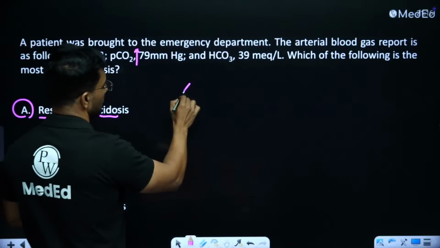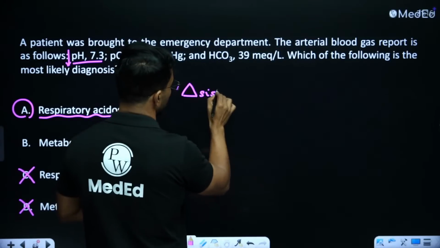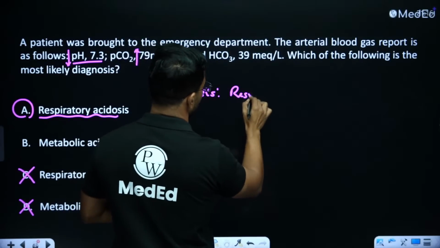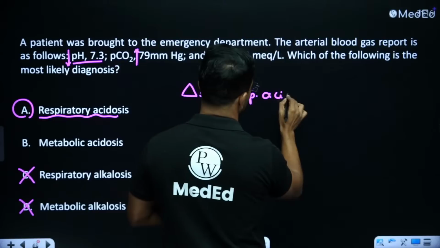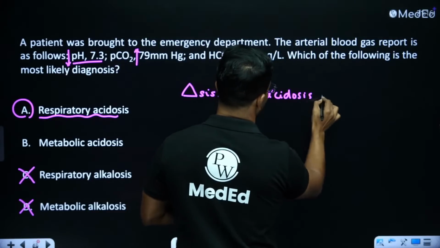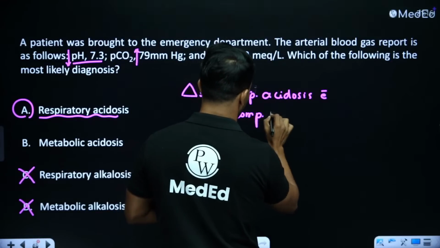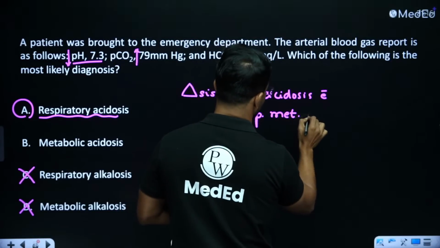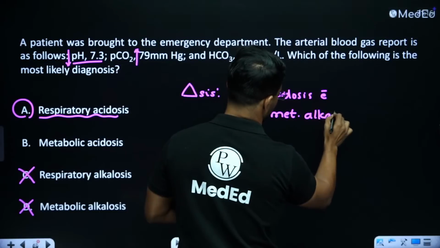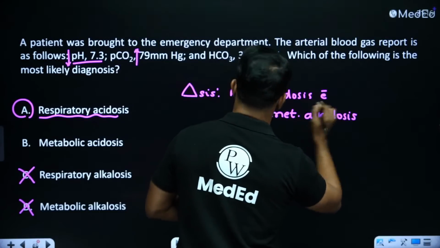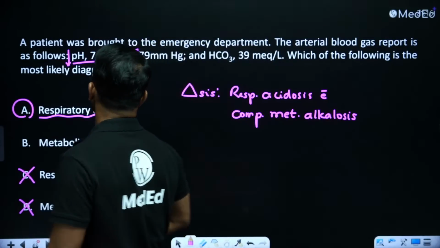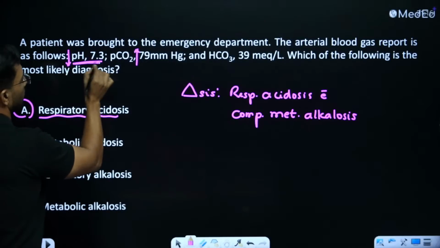So here this is the case of respiratory acidosis with compensatory metabolic alkalosis. I will call this compensation as partial because the pH is not back to normal range.